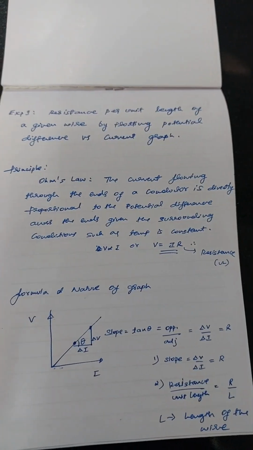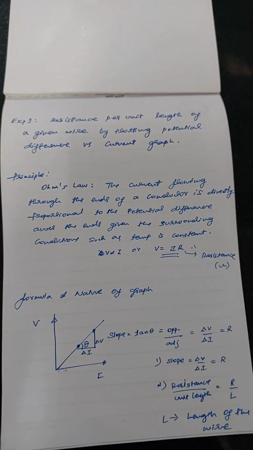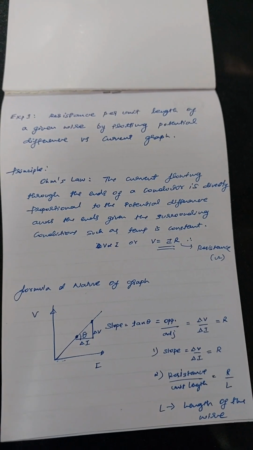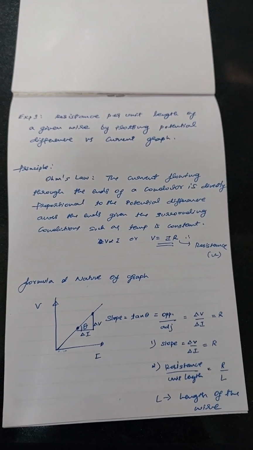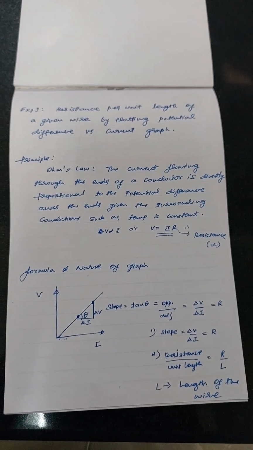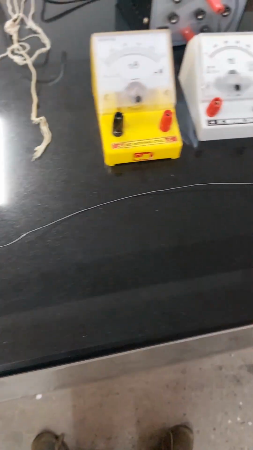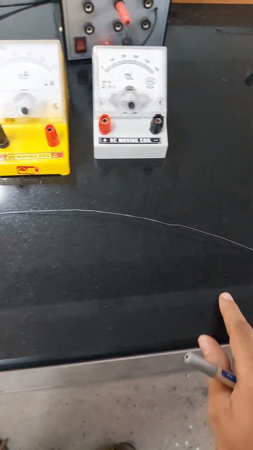So let's start with experiment number 1. The aim of the experiment is to find the resistance per unit length of a given wire by plotting a potential difference versus current graph. So this is the wire that will be given. You have to find the resistance of this wire per unit length.